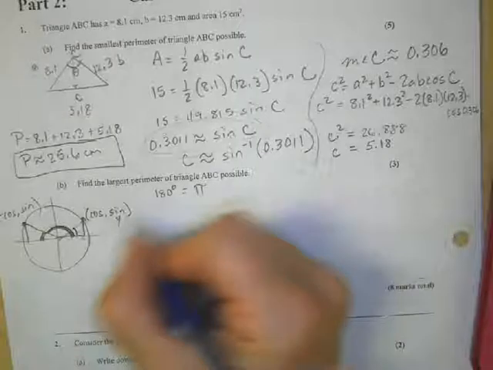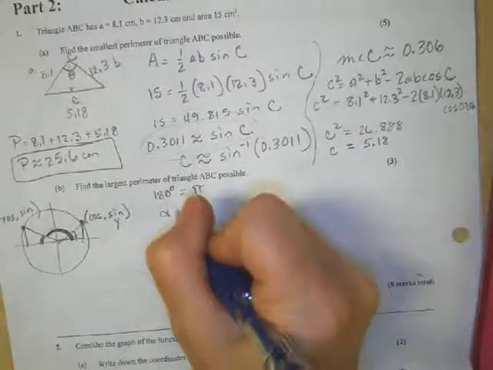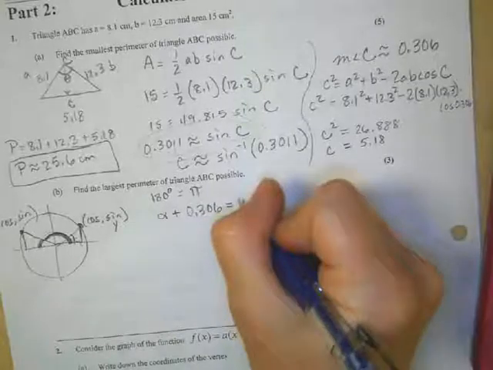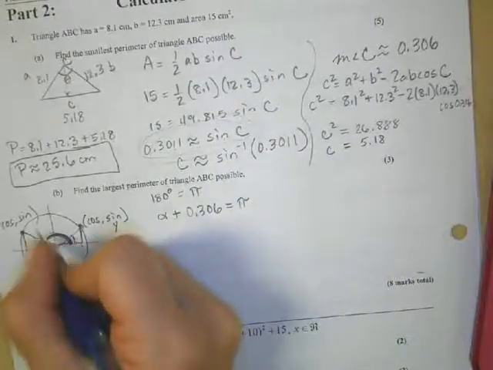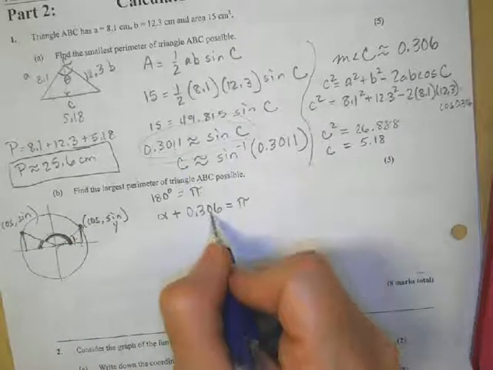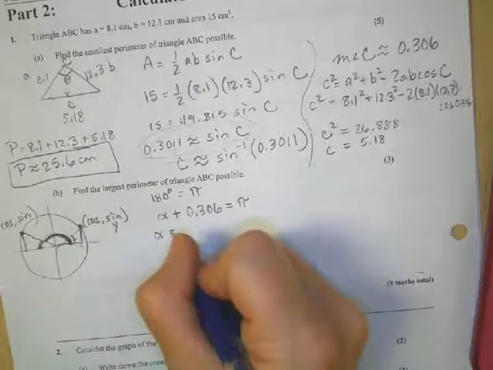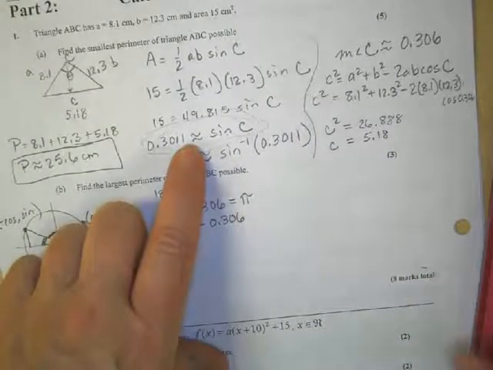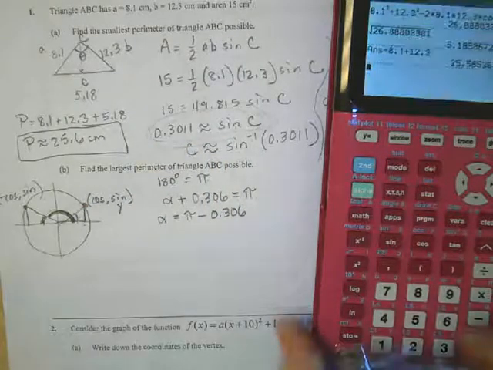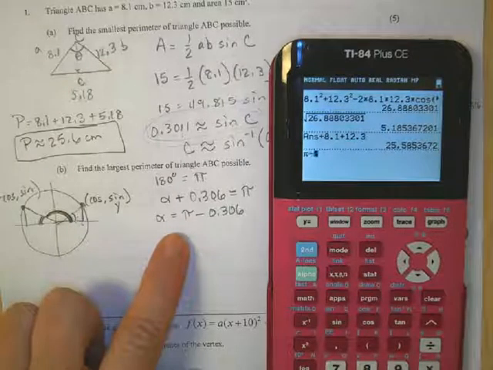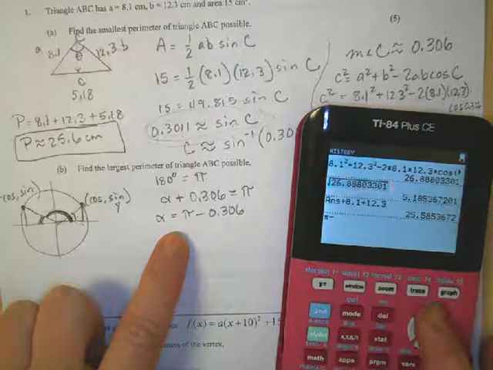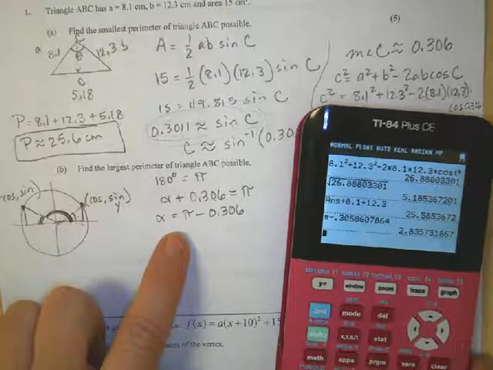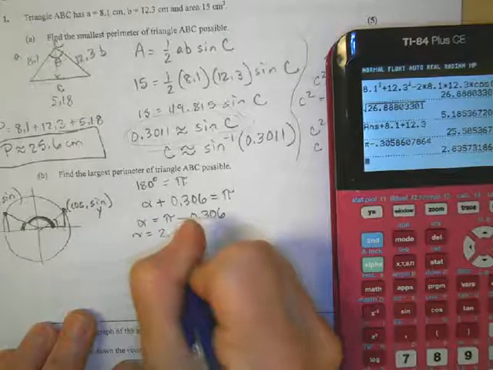So my angle, let's see, what should we call it? I'll call it alpha. Alpha plus 0.306, together they have to add up to pi. So I can get this angle, the one that also has a sine of 0.3011, by subtracting this from pi. So alpha is going to be pi minus 0.306. There are actually two angles that have a sine of this value, and we know that because of our unit circle. All right, so I'm going to do pi minus 0.306. Now, where was that? There it is. Enter that in, and there it is. So alpha is equal to 2.84 if I'm writing it with 3 significant figures.